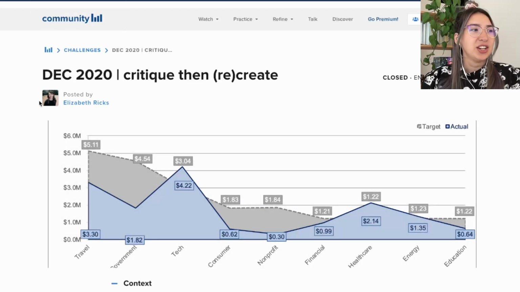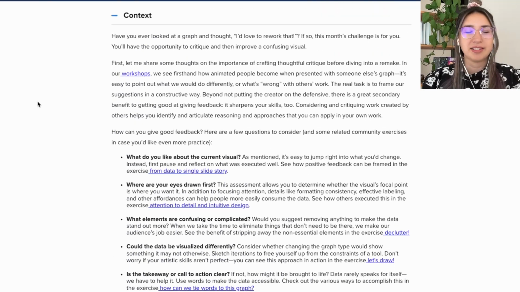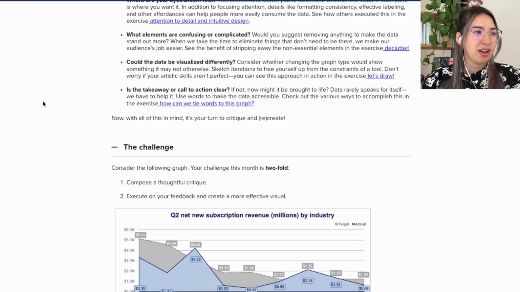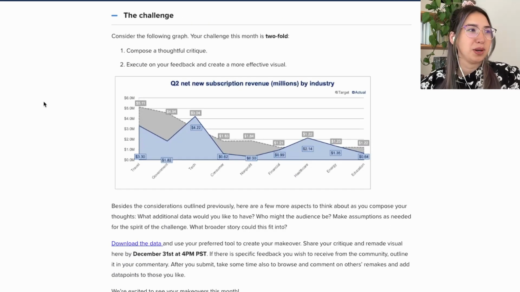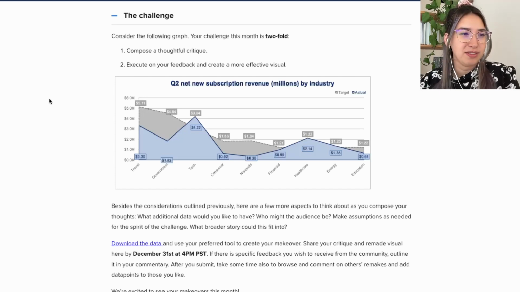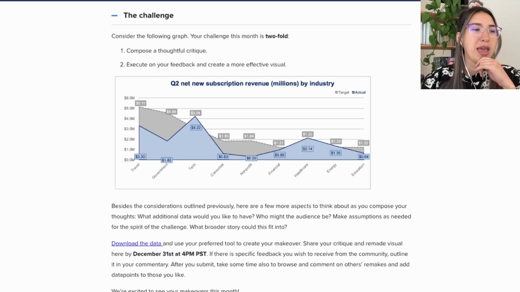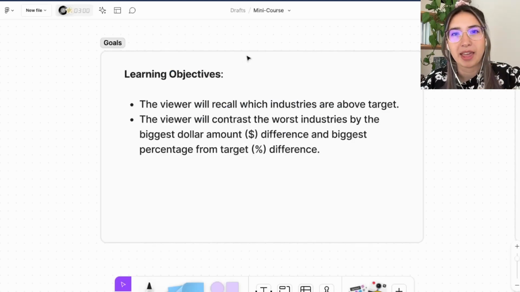They didn't actually say what the goals were for this visualization as part of the challenge. This challenge was actually a little bit about critique and feedback and remaking it. So they left it open-ended of like, what are the goals? So we're going to make up our own goals. Starting with learning objectives, I've pre-made some here so we can talk about them.